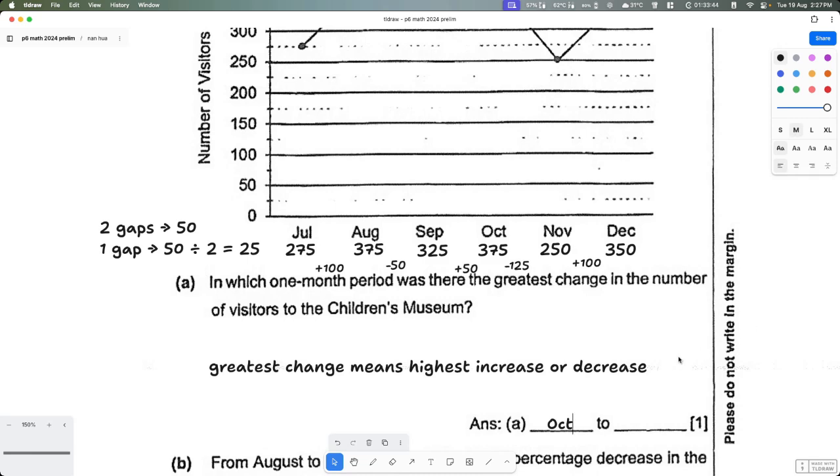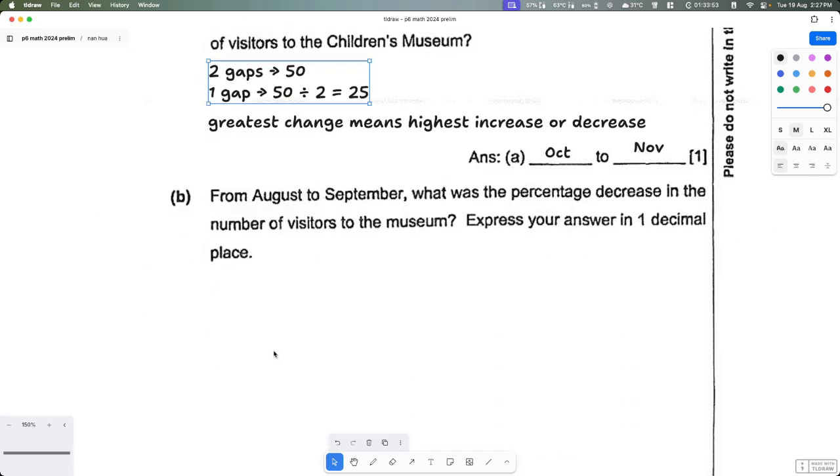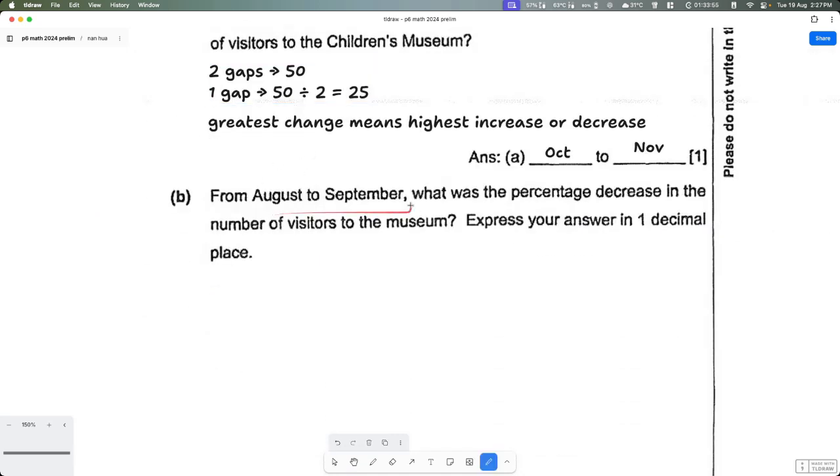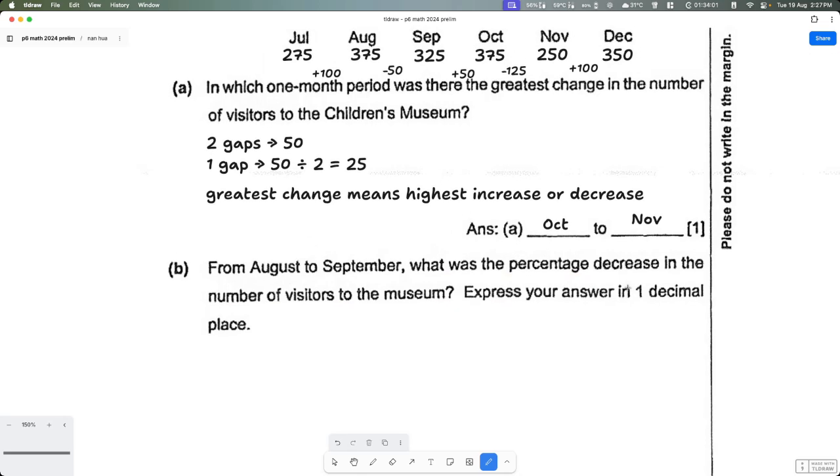OCT to NOV. All right, that's it. Let's move to the next question. Part B. From August to September, what was the percentage decrease in the number of visitors to the museum? Express your answer in decimal.